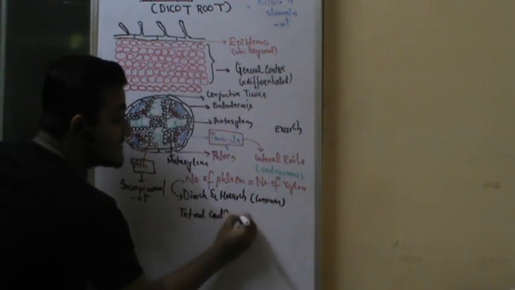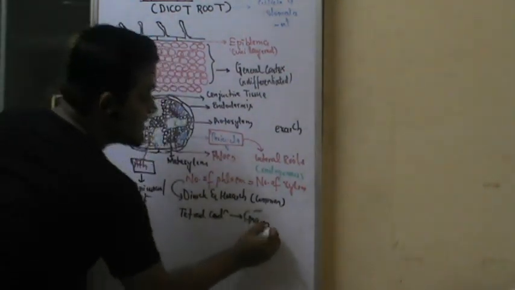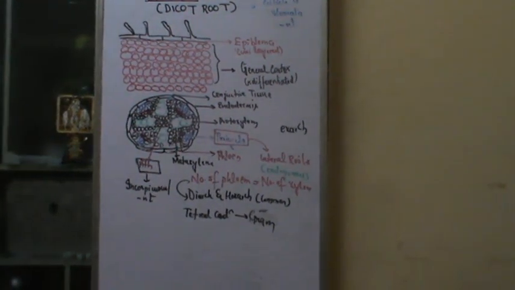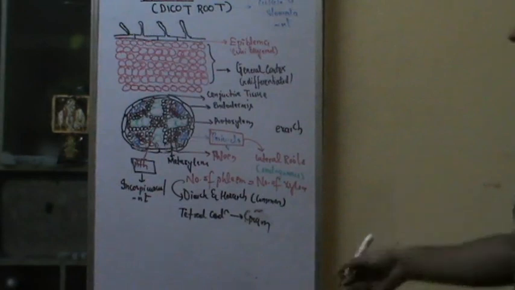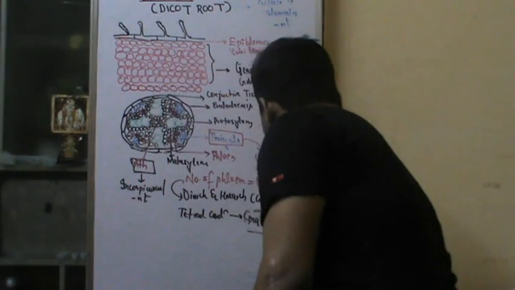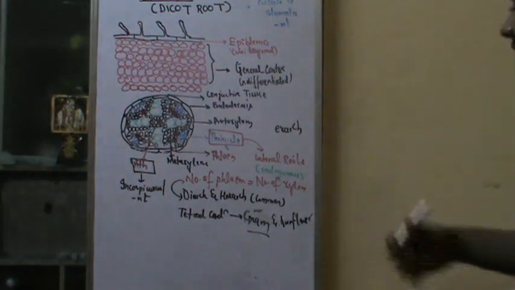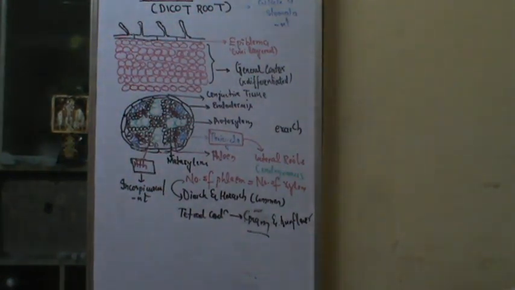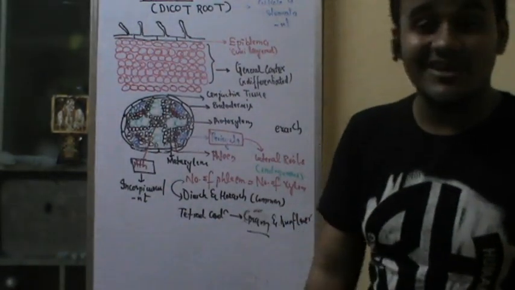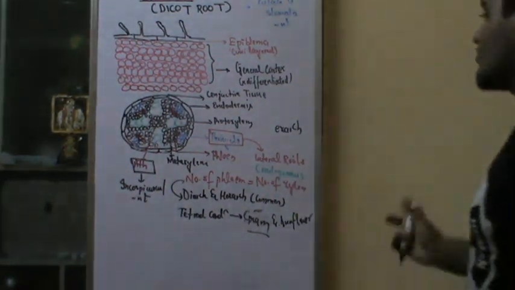NCERT line, it is found in sunflower, sorry, it is found in gram. Very very important point, children, you have to remember. The tetrarch condition is found in case of gram. NCERT line, please remember, it's going to be very important. And sunflower too, sunflower is also a dicot, right? In sunflower and gram there is the tetrarch condition. So that is going to be very very important. Pericycle is made up of a specialized kind of parenchyma, which is sometimes called prosenchyma. These are also some points that you have to remember.